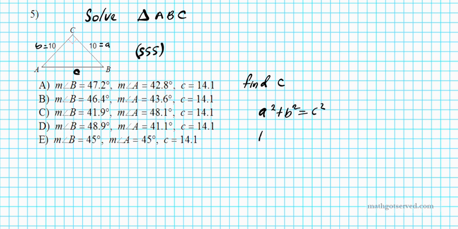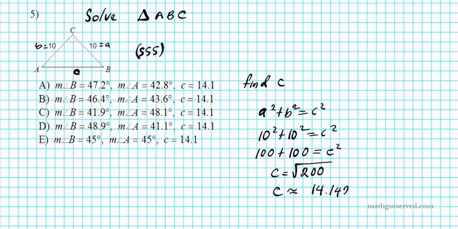Okay, so a is 10. 10 squared plus b is 10. 10 squared equals c squared. 10 squared is 100 plus 100 equals c squared. So c is basically the square root of the sum of these two numbers, the square root of 200. To 3 decimal places, if you plug this into your calculator, c is approximately 14.142. But if you want to round it to the nearest tenth, side C is going to be 14.1.